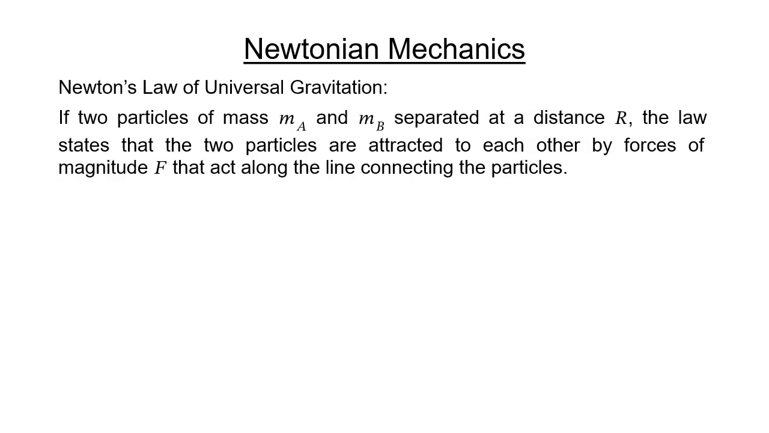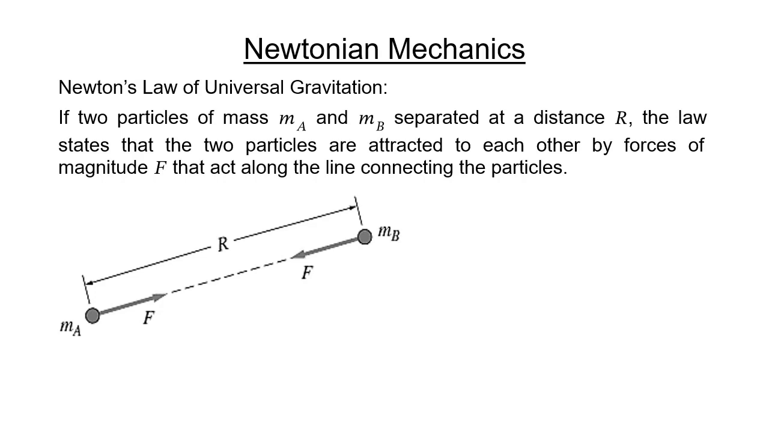According to this law, if two particles of mass m_a and m_b are separated at a distance r, which is measured center to center of the two masses, the law states that the two particles are attracted to each other by forces of magnitude F, that act along the line connecting the particles. An illustration of this law is shown in this figure. The magnitude of the force is represented with the formula, F equals G multiplied to the product of the two masses divided by the square of its center to center distance.